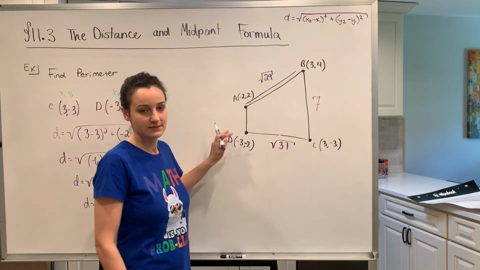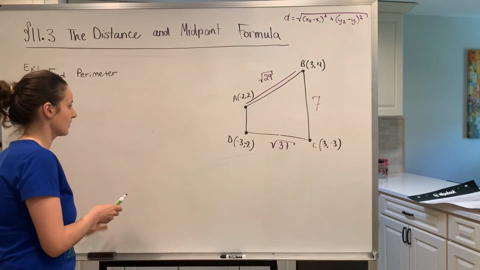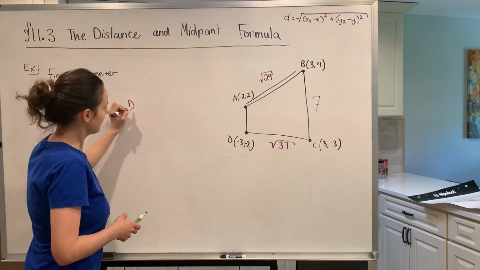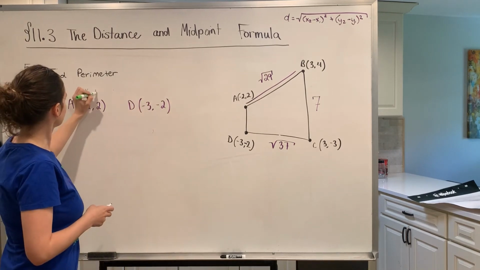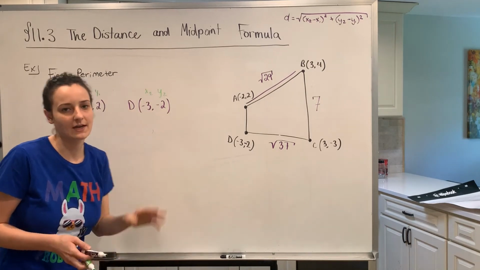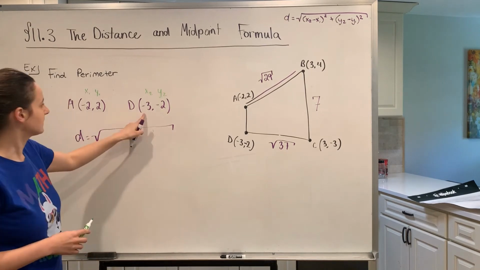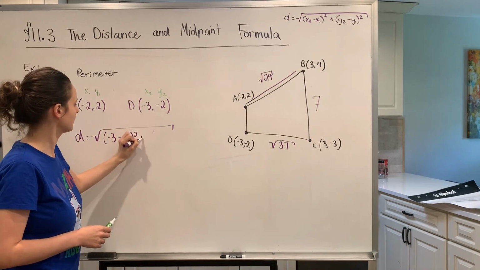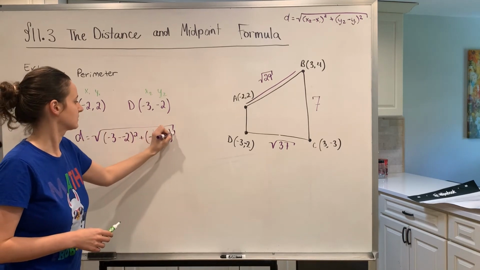Okay, we have one left side to go. Let's evaluate the last side from A to D, where A is at -2, 2, and D is at -3, -2. So I'll label them again, x1, y1, x2, y2. I do recommend labeling. It helps you stay organized when you're plugging in these values into the distance formula. Okay? x2 is at -3 minus x1 at -2 squared plus -2 minus 2 squared.